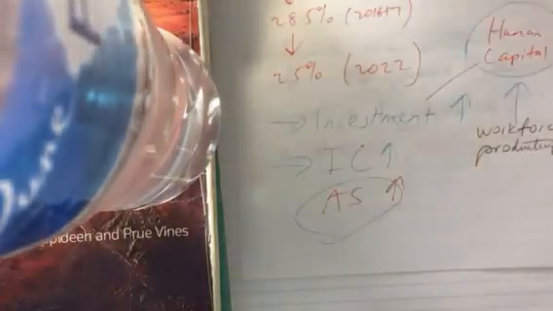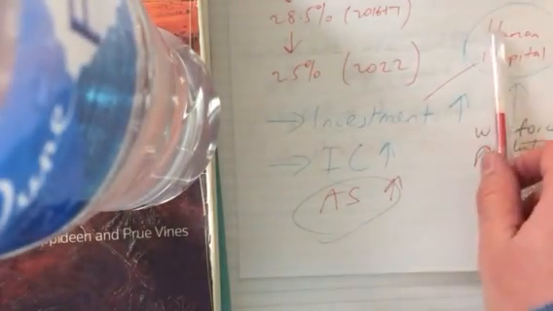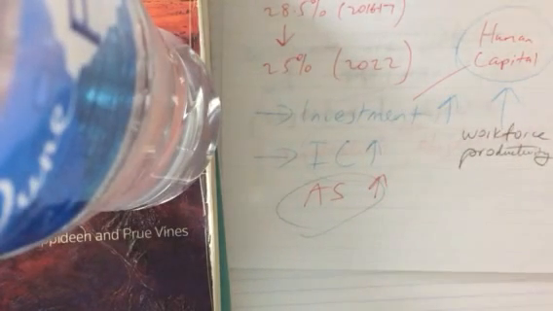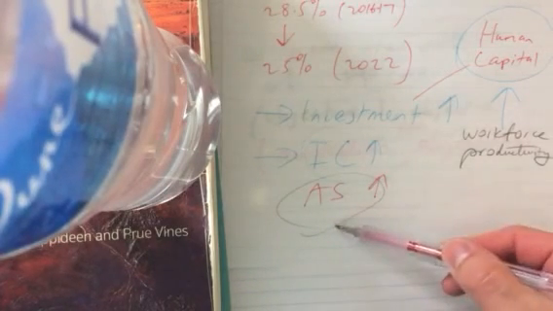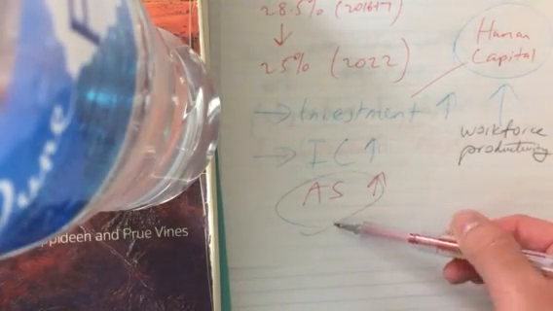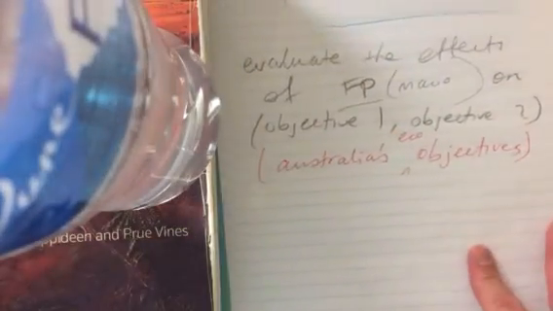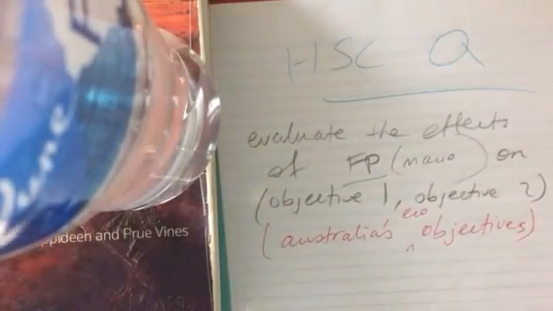And by investing in its workforce, it improves the level of human capital, also known as workforce productivity. Productivity is the long-term key to increases in aggregate supply, which will lead to long-term economic growth. Let's move on to some common HSC or trial questions.